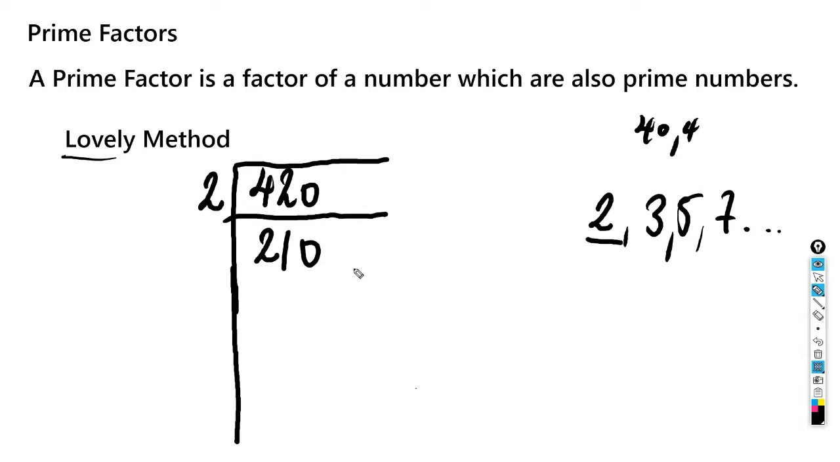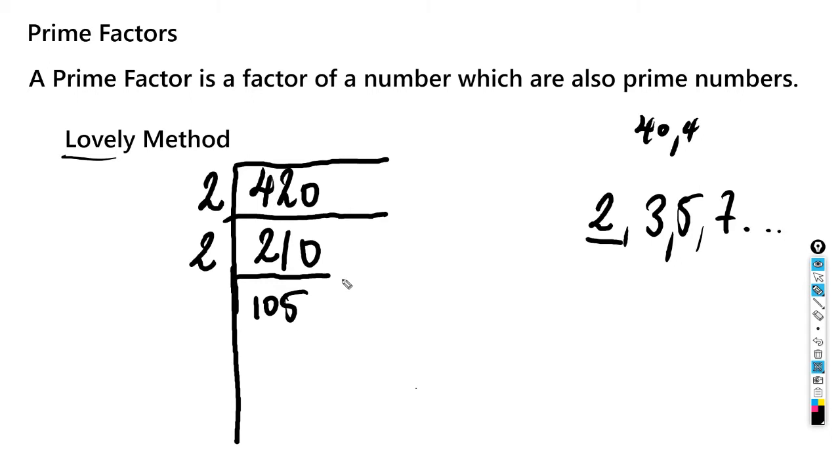Can 2 go into 210? Yes, it can, again. And you're gonna end up with 105, right? No, we're gonna try 2 again. Can 2 go into 105? No, it can't. It would be 52.5, so it would leave a remainder, okay? So can 3 go into 105 without leaving a remainder?